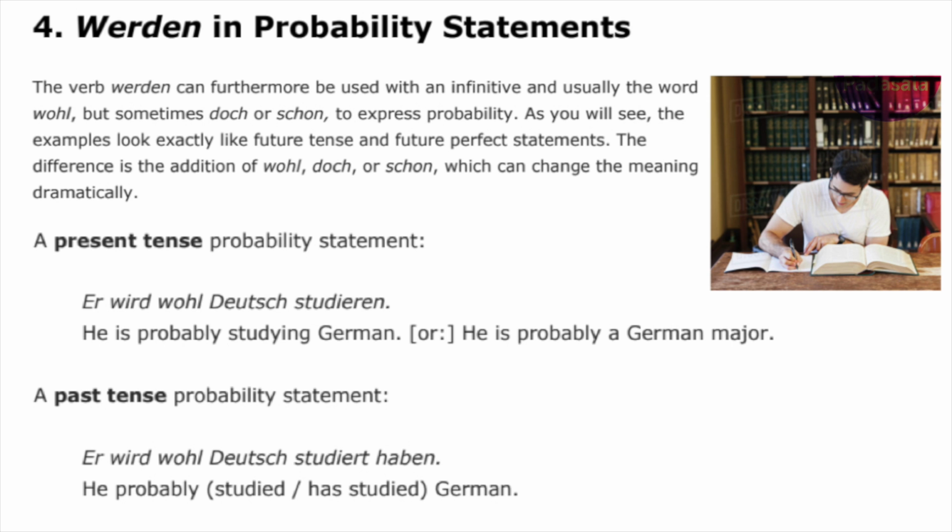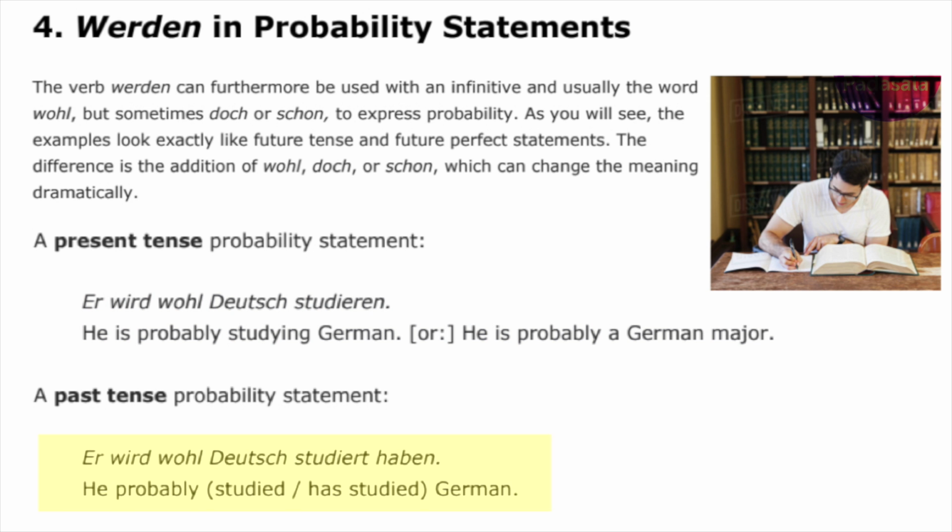The caveat here is that you pair it with the word wohl, which basically means well. So a concrete example of this is wird wohl Deutsch studieren. It looks like he will study German, but it's really saying, because wohl is there, which means well, basically, I'm guessing that he's probably a German major. His subject that he's studying in college is probably German. I'm guessing that, though I'm not totally sure. Once again, wird wohl Deutsch studieren.